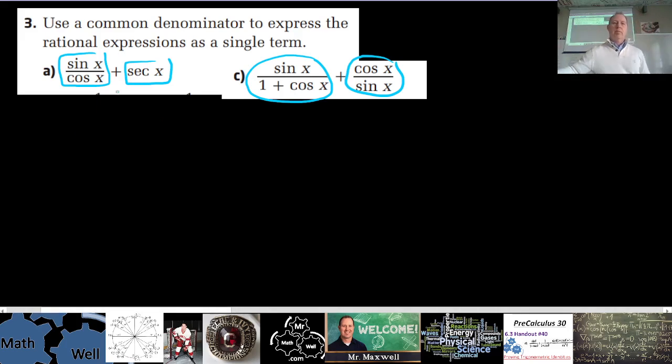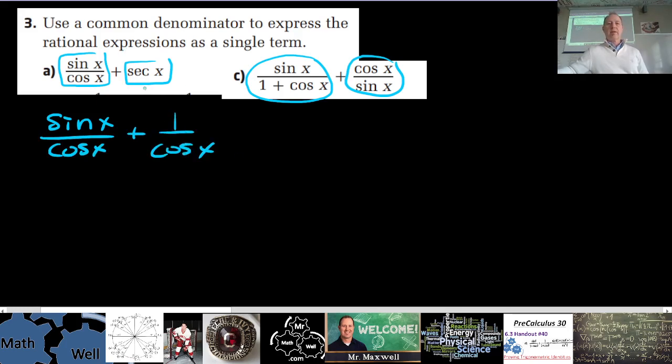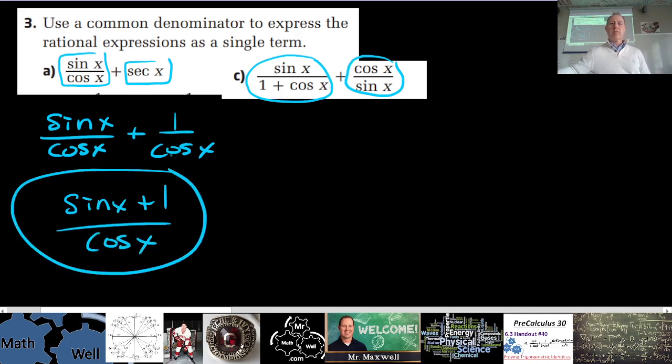All right, so if I rewrote secant x, the second term, with a denominator of cosine, that's actually really easy because secant is 1 over cos, right? So 1 over cos x, is that correct? Cosine goes with secant, a co and a no co. So this actually would be simply sine x plus 1 all over cos x. You can't simplify it any further, but that's one single term. I think that's what they're looking for in 3a.